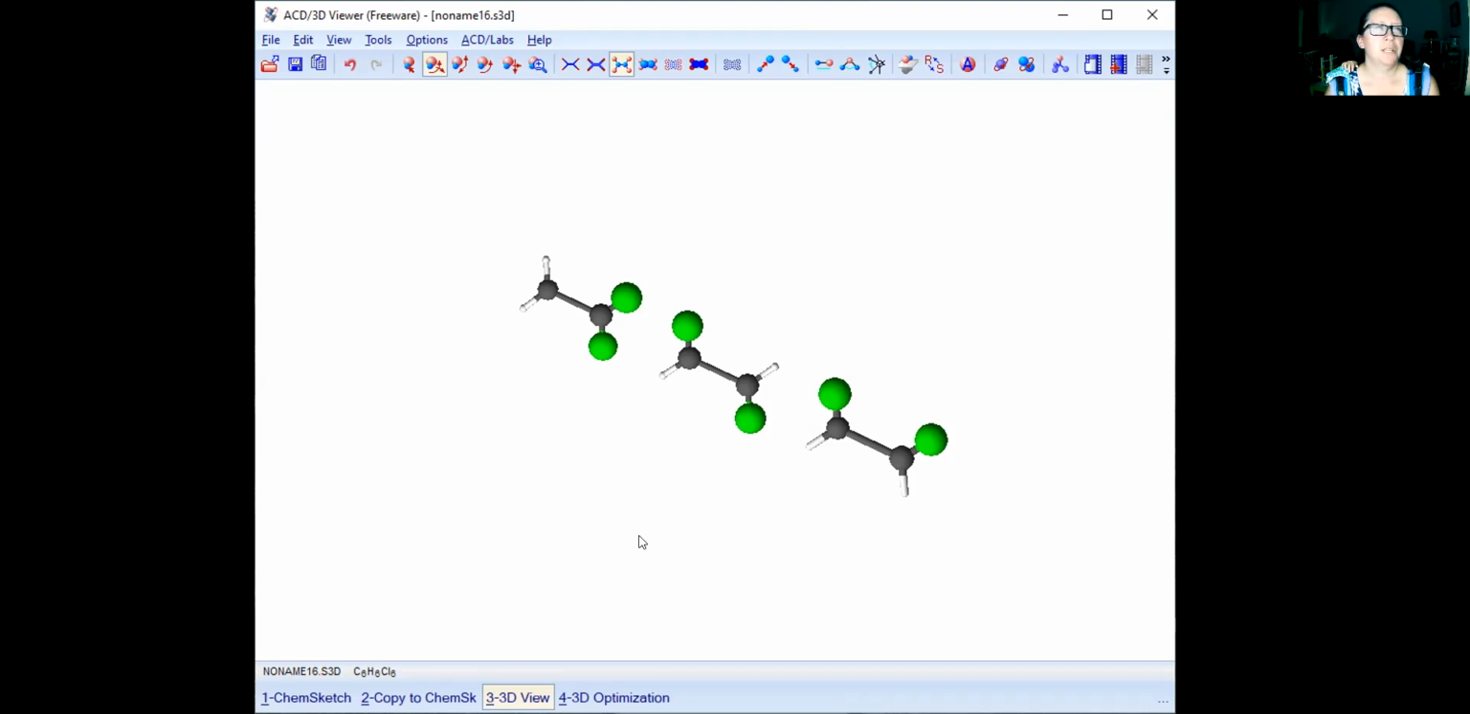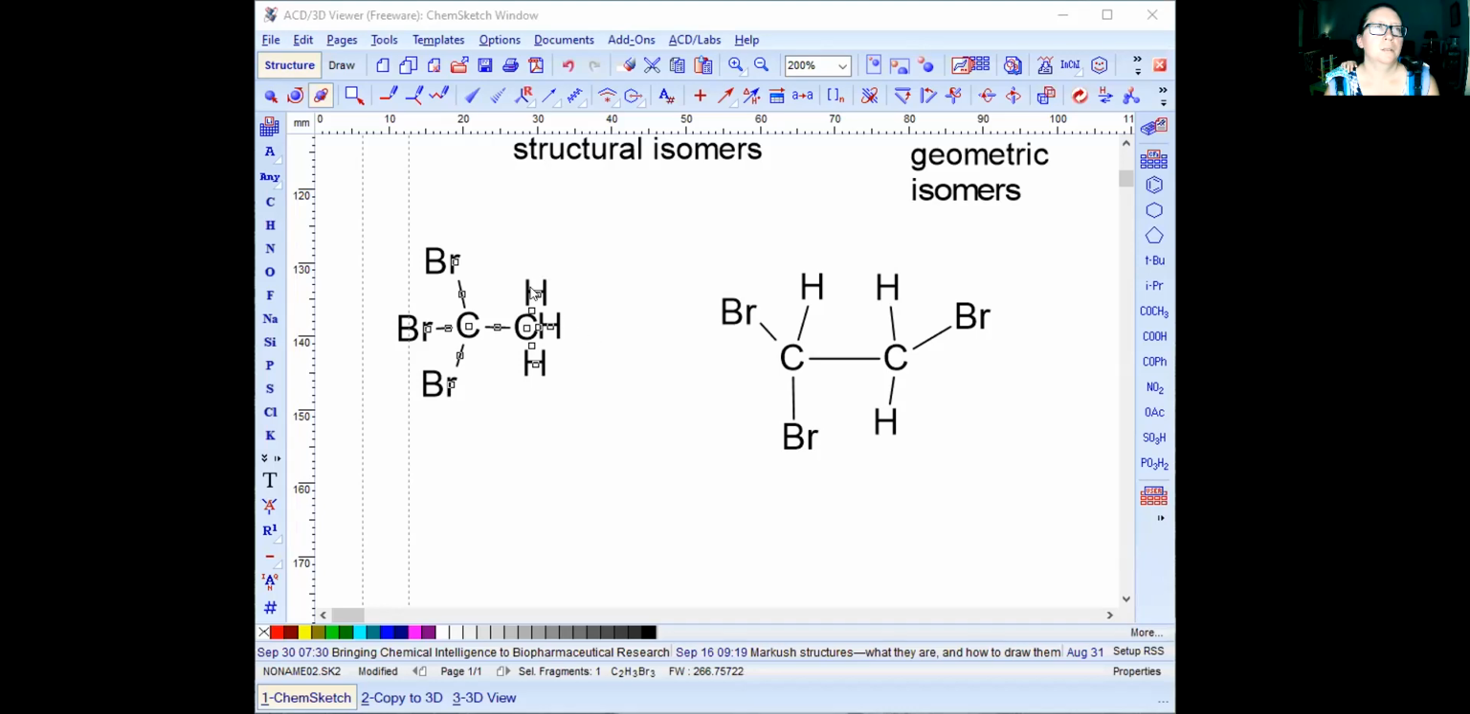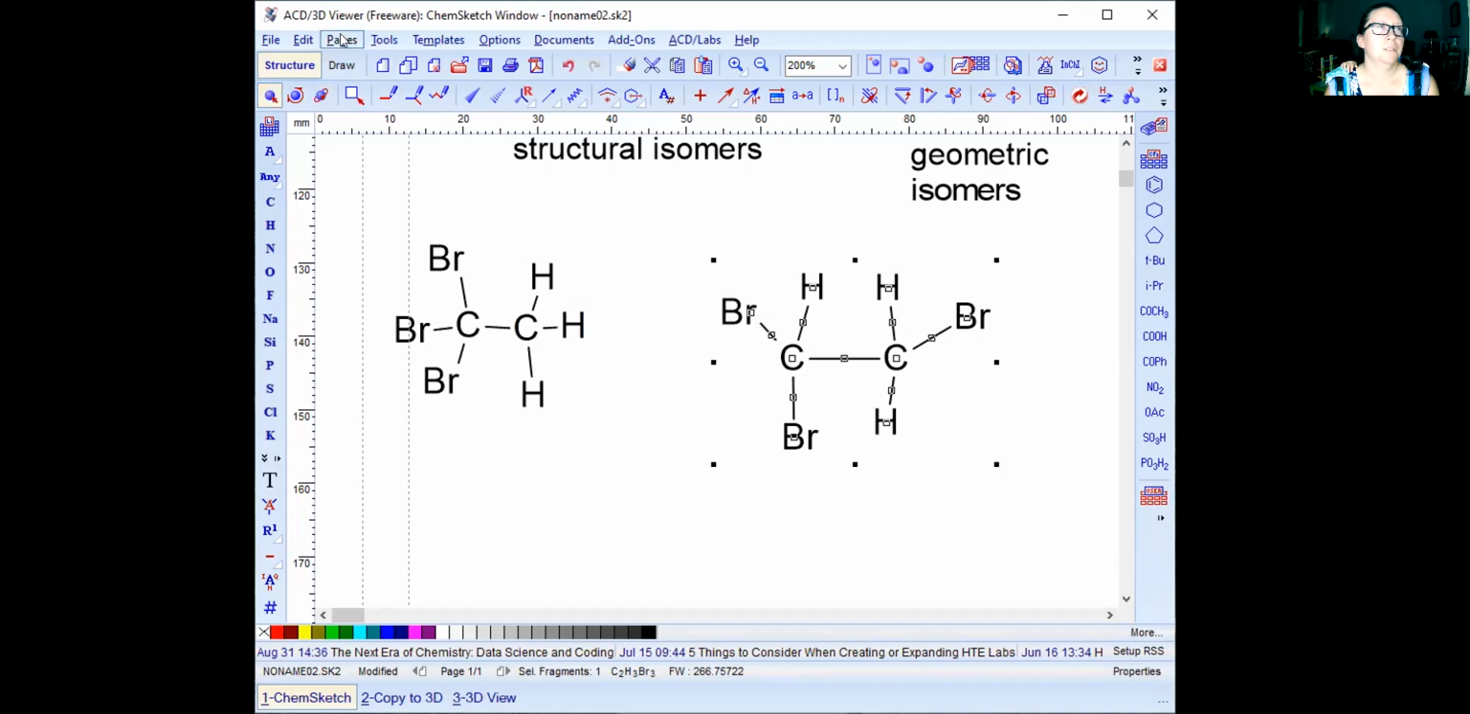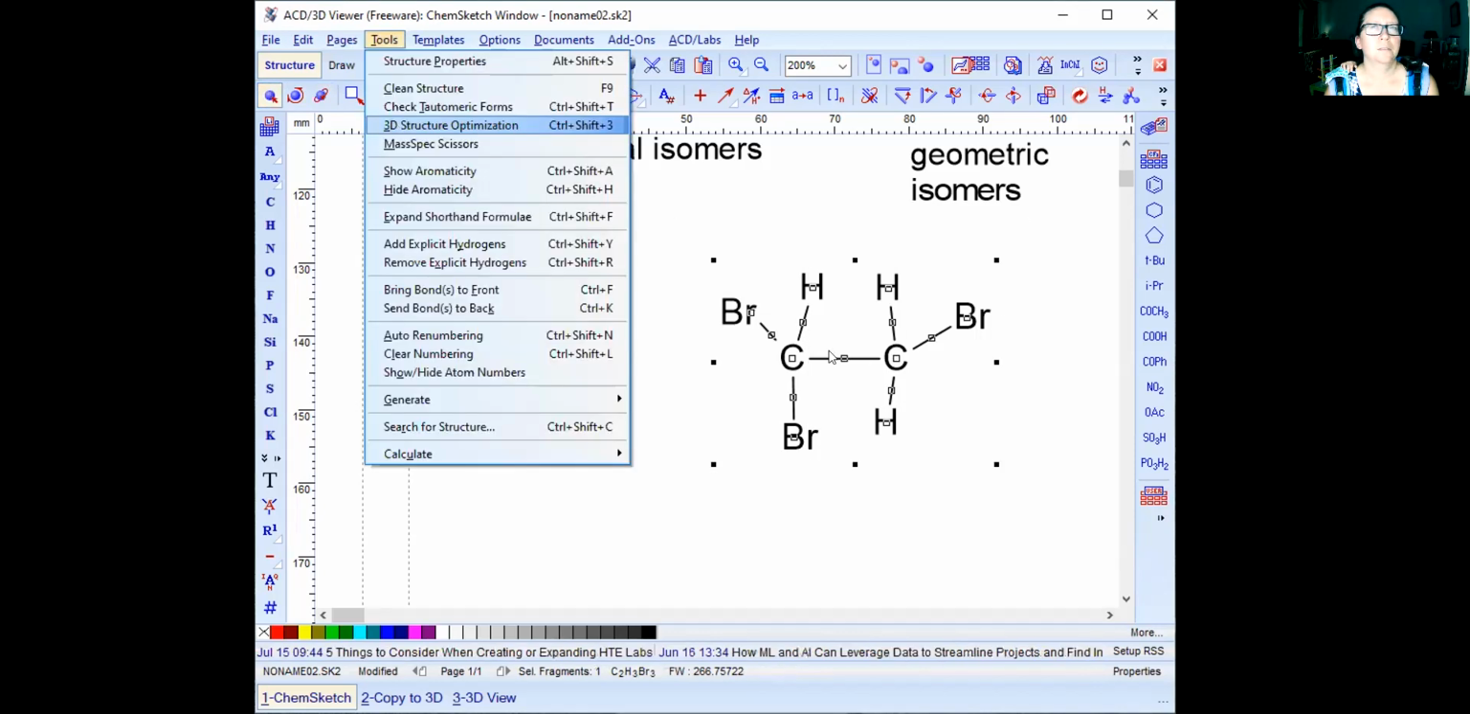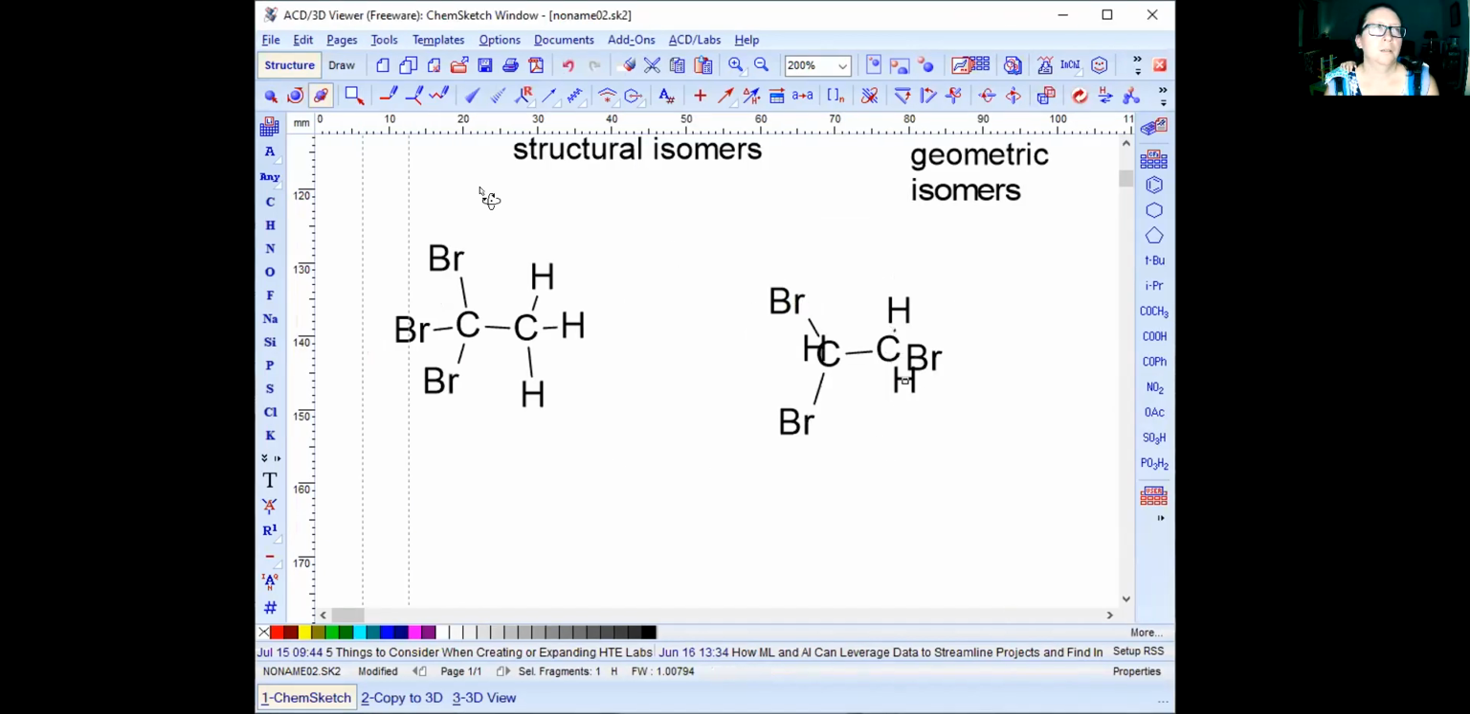Anyway, we're going to have to do a 3D optimization. So let's 3D optimize. And it's asking, do we want to remove the hydrogens? I said no. Let's do the same for this one. Let's 3D optimize. You can check these out in 3D viewer.